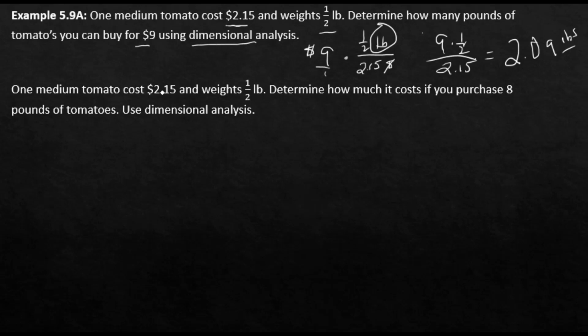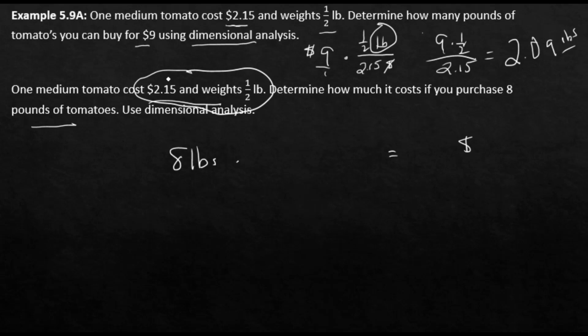So here's one that's similar. It says the same thing. One medium tomato costs that. How much does it cost if you purchase 8 pounds of tomatoes? So I have 8 pounds. And in the end, I want to know the cost, right? So here's my conversion. And it says $2.15 weighs 1/2 pound.